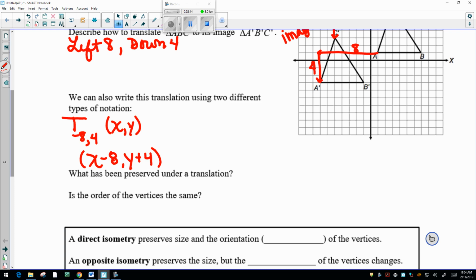So it says, what has been preserved under this translation? Well, knowing that it's a rigid motion, we can say the size. And again, anytime we talk size, two things that we want to think about. It's the length of the sides, but also the angle measure.